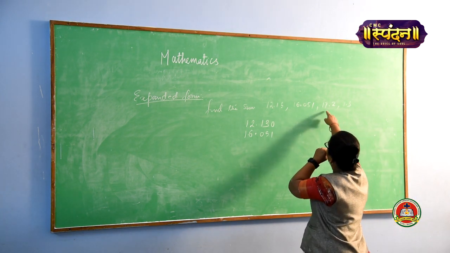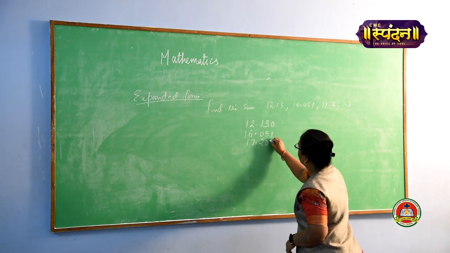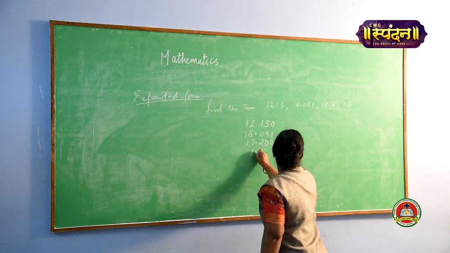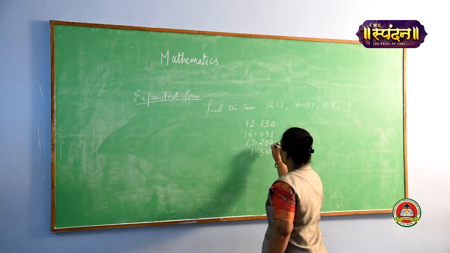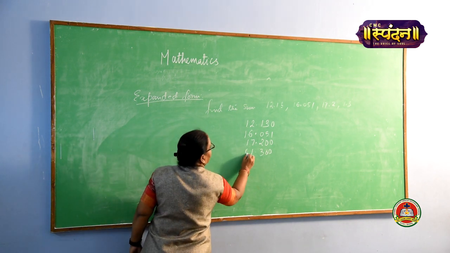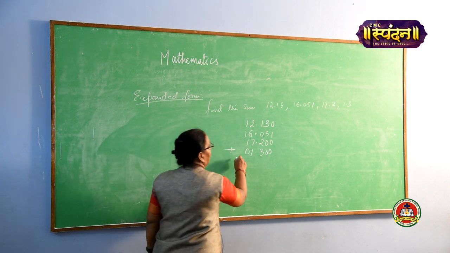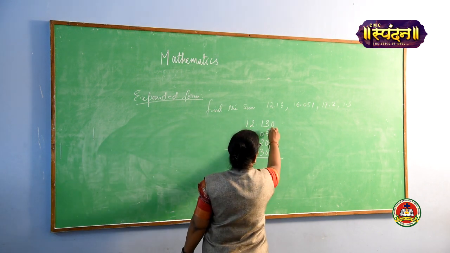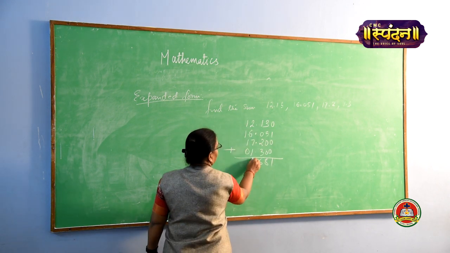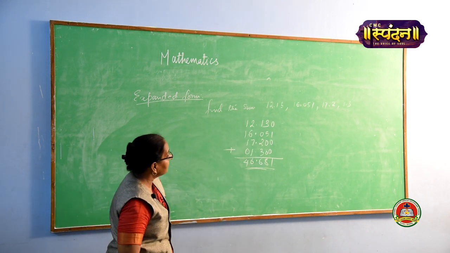Now next one is 17.2. So 2 more zeros we have to write here. 1.30. You have to write 0 here, and the question is find the sum. So you need plus sign and add all these. So here it is 1, 8, 6, 6, 2, 3, 4. This is your answer. Got it?